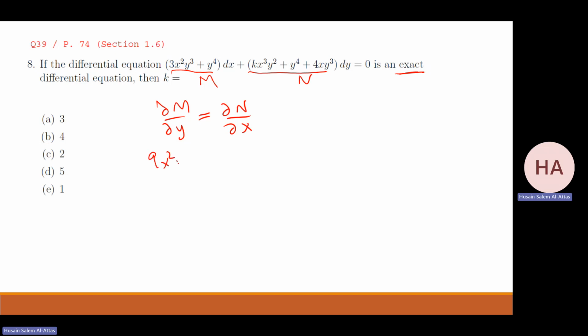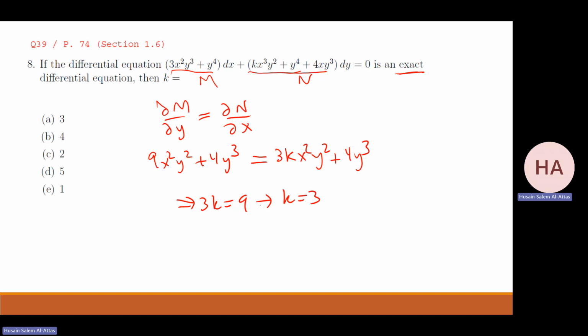I have 9x squared y squared plus 4y cubed equals partial N with partial x. I have what? 3k x squared y squared. This is gone, plus 4y cubed. So very clear, 3k equals 9. So k equals 3, which is this.